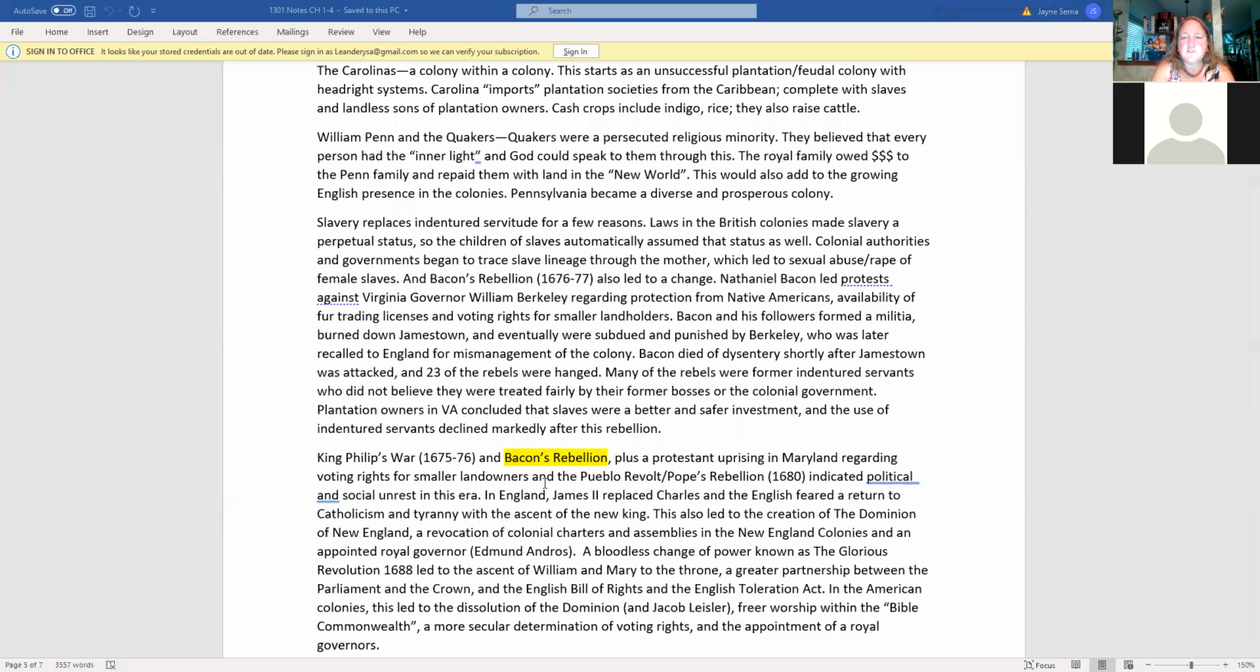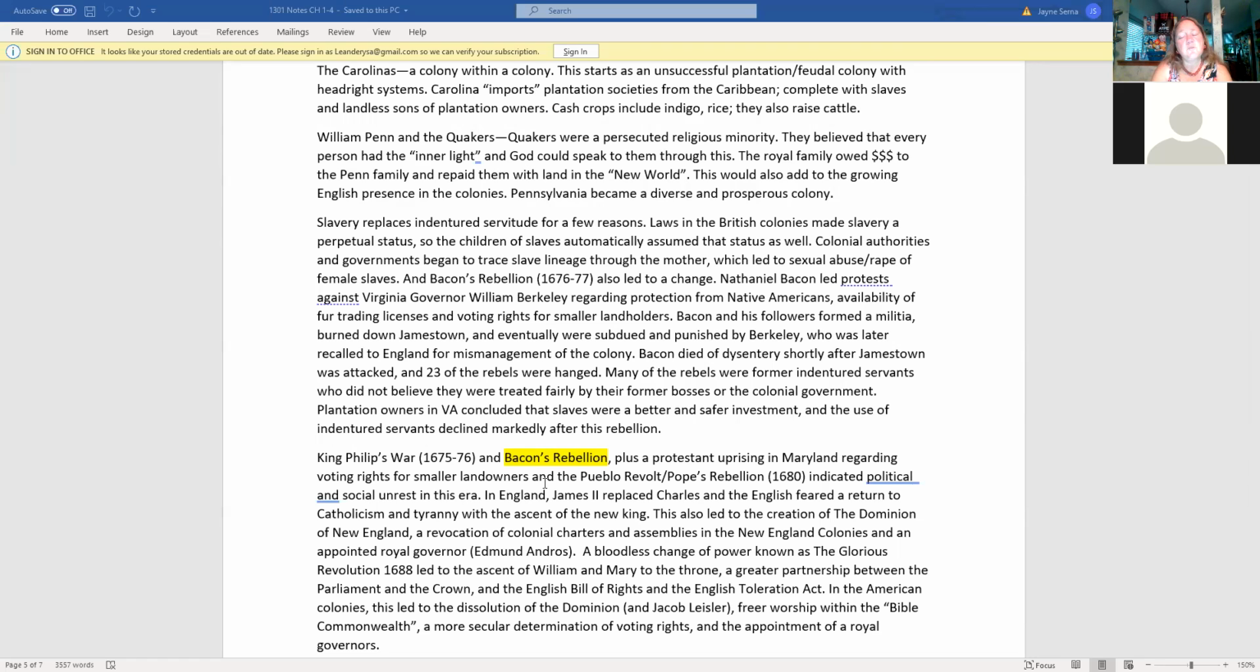replaces indentured servitude during this era. And this era, once we get into the mid to late 1600s, early 1700s, is when you start to see this change. Bacon's Rebellion is probably, if looking for a specific event where we say this is the point where you start to see more intentional shift, that is probably it.